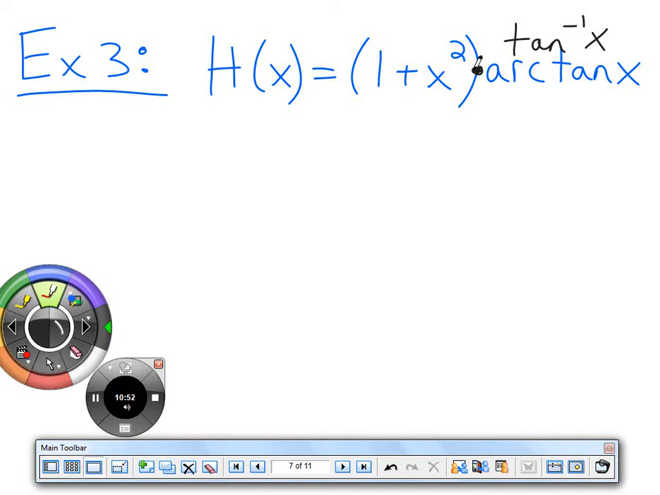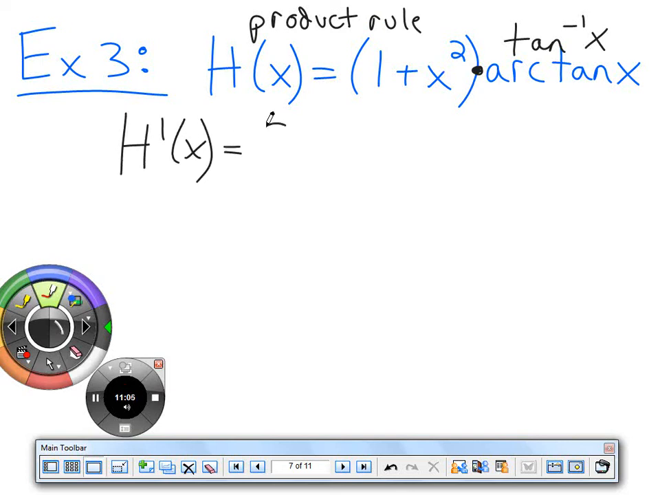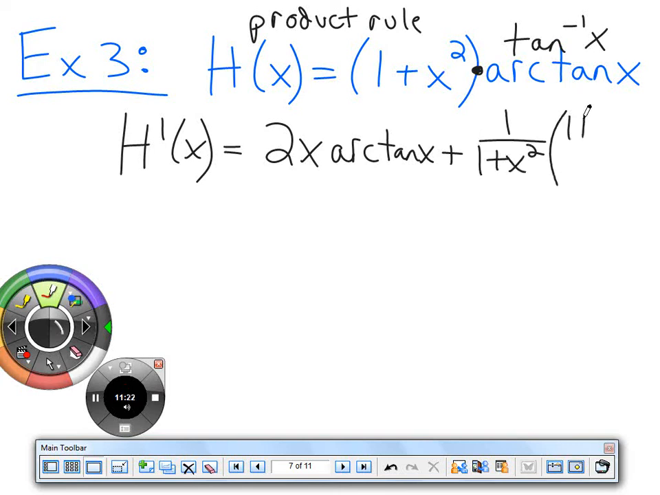So we're going to have to use the product rule. So we're going to apply the product rule. And so we're going to say h prime of x, and we're going to take the derivative of the first. So the derivative of the first is 2x, and then times the second. So I'll just write arctangent x plus, and then the derivative of the second. So that's 1 over 1 plus x squared, and then times the first, 1 plus x squared.